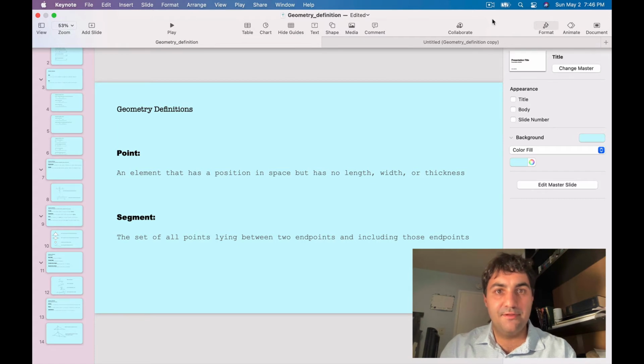Today I'd like to go over some definitions. The first definition I want to look at is that of a point. So a point is actually an abstraction. It just represents a position in space, and it doesn't actually have a length, a width, or a thickness.